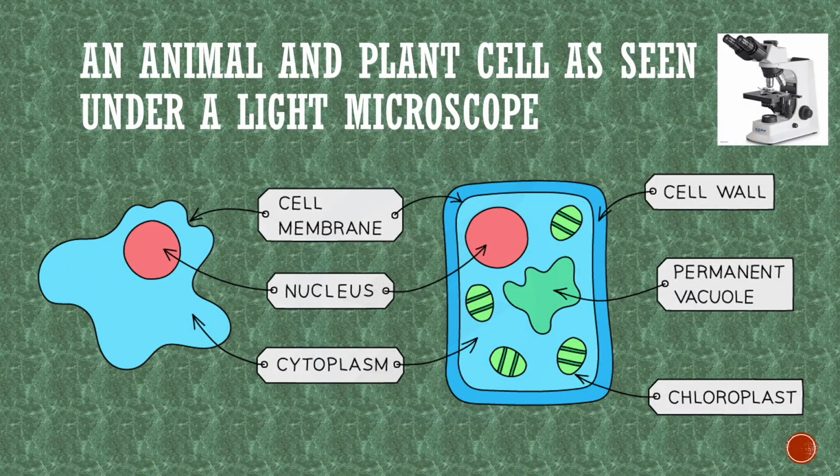We have here a diagram that shows an animal and plant cell as seen under a light microscope. So, for the animal cell, it has a cell membrane, a nucleus, and a cytoplasm. And for a plant cell, it has a cell membrane, a nucleus, cytoplasm, as well as a cell wall, a permanent vacuole, and chloroplast.